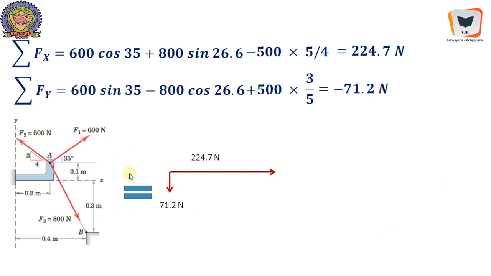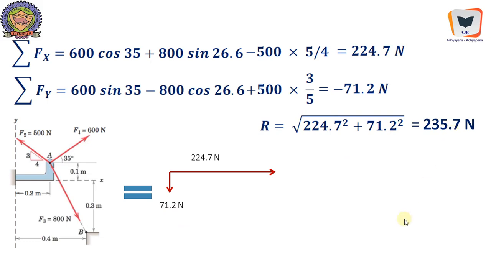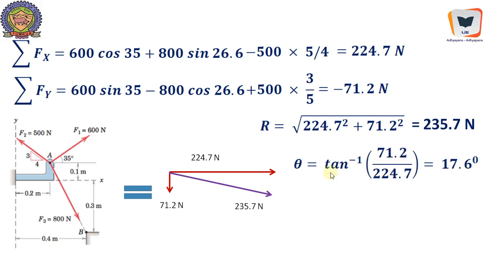Therefore, the entire system is equal to one horizontal force, the algebraic sum of all the horizontal forces, and one vertical force, the algebraic sum of all vertical forces, and the resultant is 235.7 Newton, and it will be going like this. And this is the inclination, tan inverse of sigma Fy divided by sigma Fx, sum of the vertical components divided by horizontal components, that will give us 17.6 degrees. This resultant has to move over here, and it should be placed over here.